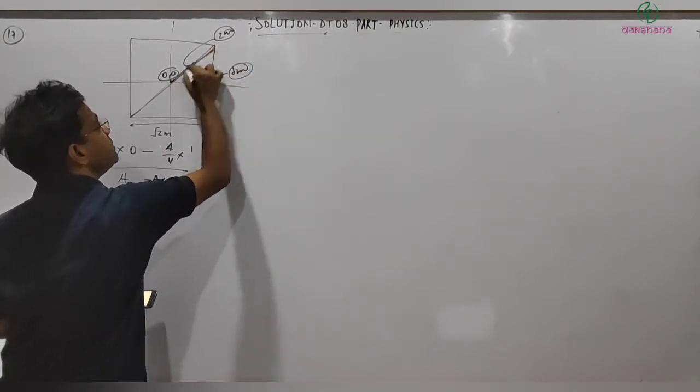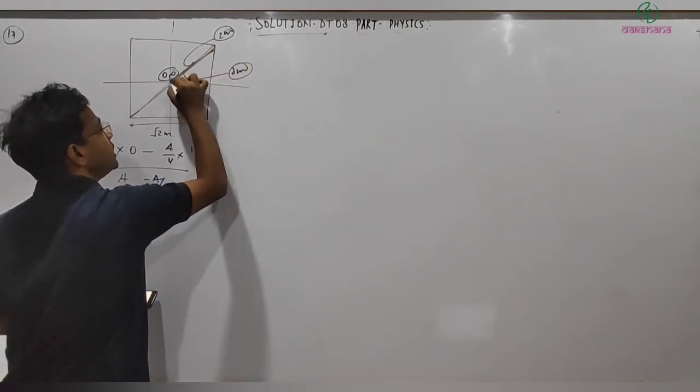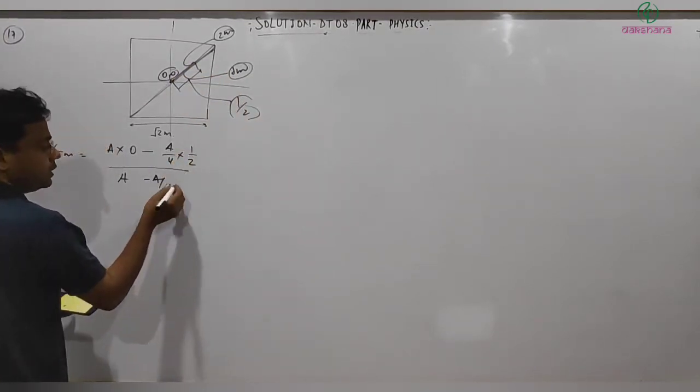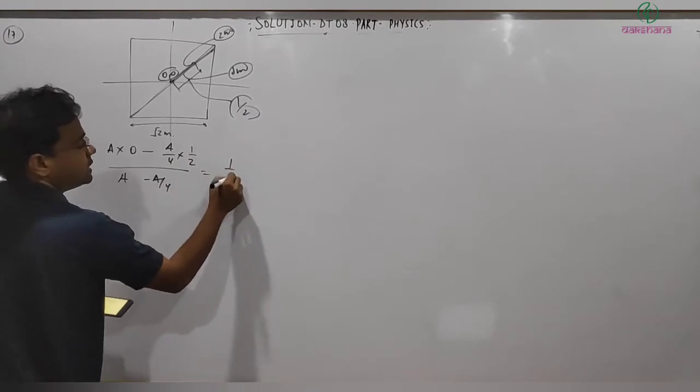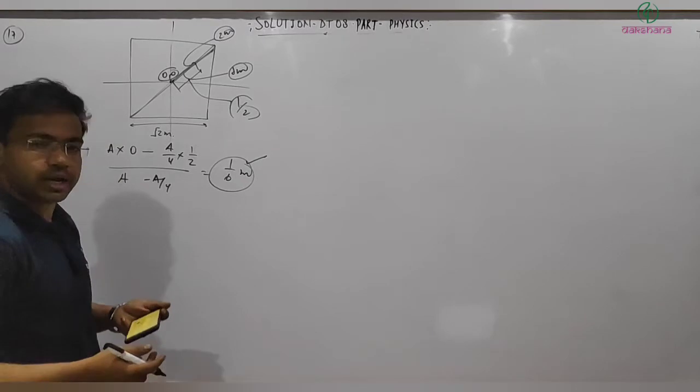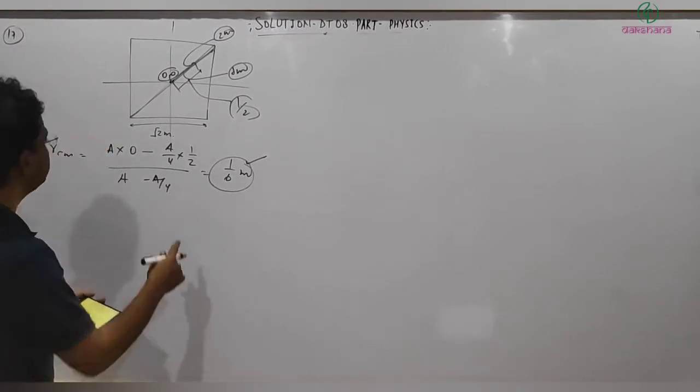This diagonal will be 1 meter, so this distance will be 1/2, and then simplifying it I'm getting 1/6 meter. So the answer to this problem will be 1/6 meter. I think it's given as 1/3 meter, that is not correct, it will be 1/6.